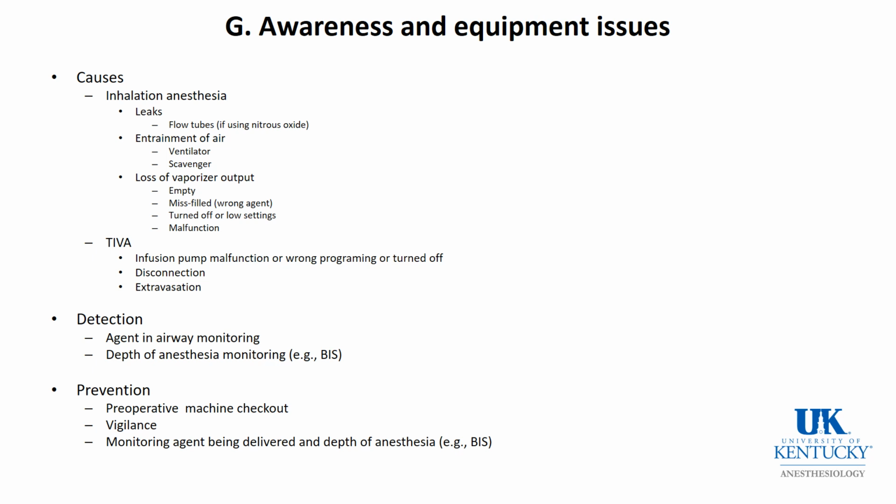So the next to last topic is awareness, and one subtopic was equipment issues. There are lots of ways that equipment can fail and contribute to awareness. One is if you have leaks of the agent. Secondly, if the ventilator is entrapping air. And the third is if the vaporizer isn't putting out.